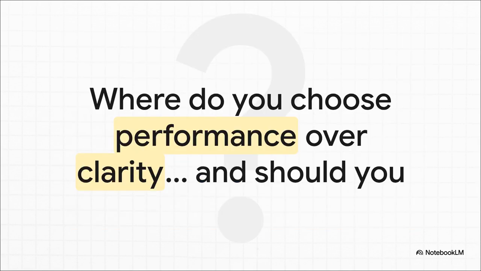So that's what I want to leave you with. Take this idea, this principle of clarity over performance, and really look at your own code. Ask yourself, where am I making things fast for the computer, but hard for a human? And then ask, should I be? Thinking about that and really acting on it is going to make you a much better developer.